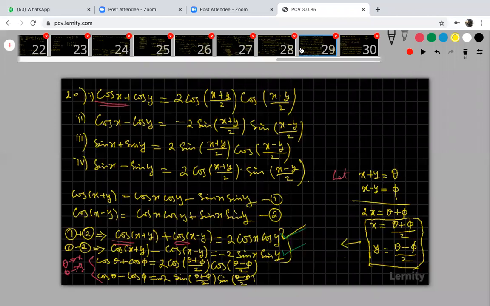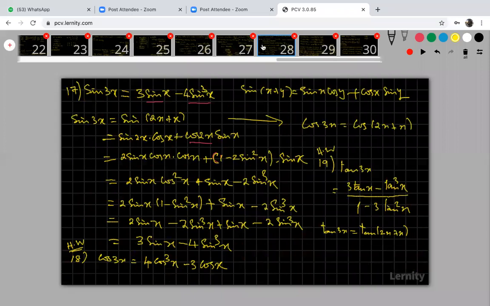Sir, one student asked a doubt: explain the 17th identity once again, sir. Yes, some students are asking about the 17th identity: sine 3x is equal to 3 sine x minus 4 sine cube x.